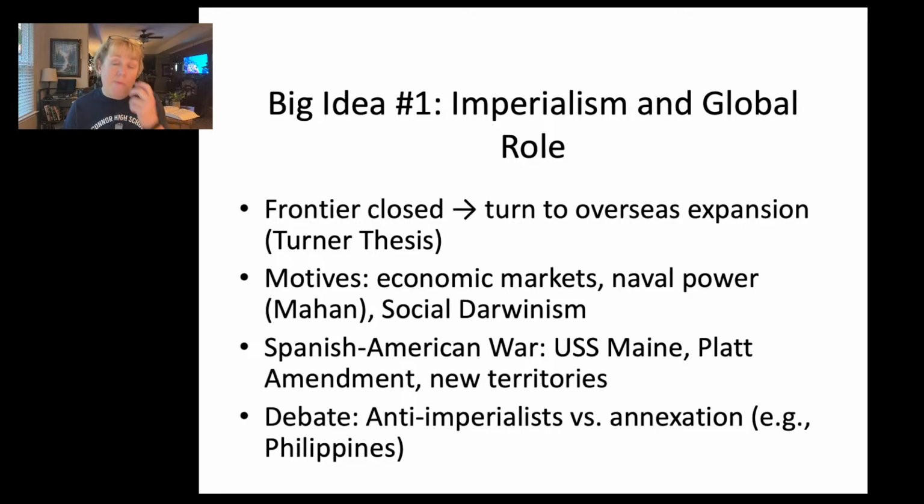So some people were pushing for us to annex the Philippines into our country, but the anti-imperialists were going to have a staunch argument against that, saying there's a lot of different reasons why. So you want to make sure you know the arguments that the anti-imperialists had, and a lot of it had to do with self-determination, which was also one of our key founding ideals: the ability of people to be able to choose their own government.